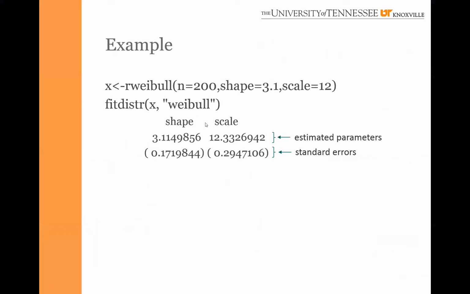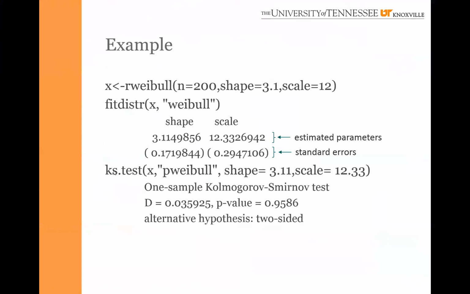What you essentially need to do, and you can test it for yourself: I'm generating 200 Weibull numbers with shape 3.1 and a scale of 12. And then I'm fitting a distribution. As expected, these numbers are not going to match exactly, but they come very close because I generated random numbers from this distribution. So these are my estimated parameters, then my standard errors.